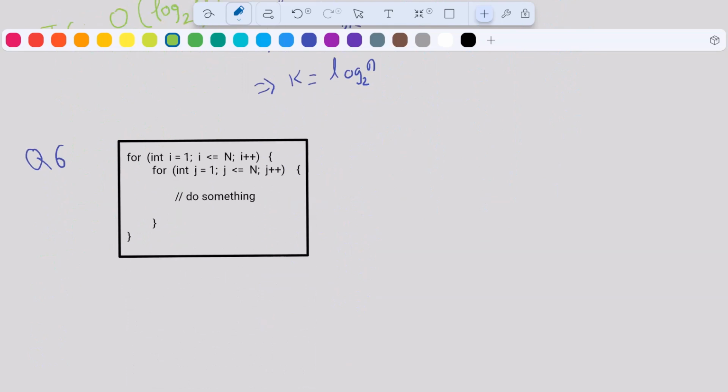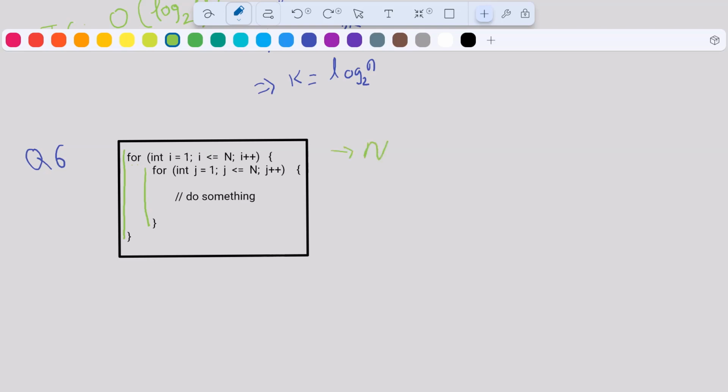In this problem you can see there is a for loop, and inside this loop there is also a for loop which is running for n times. So the outer loop, you can see, is running for n times, and the inner loop is also running for n times. Okay. So the outer loop will run for how many times?